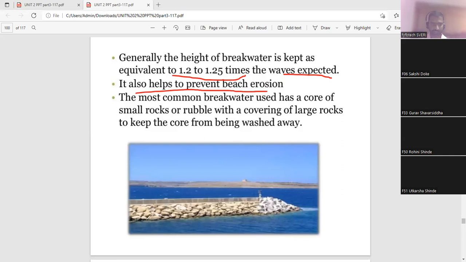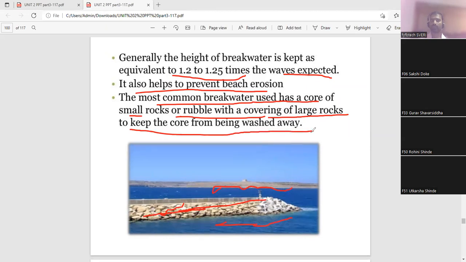See here, this is your breakwater structure. Here it is natural water outside, and here it is inside water. The most common breakwaters used have a core of small rock or rubble, covered with large rocks to keep the core from being washed away. In order to avoid erosion of the breakwater, large rocks and small rocks are used.